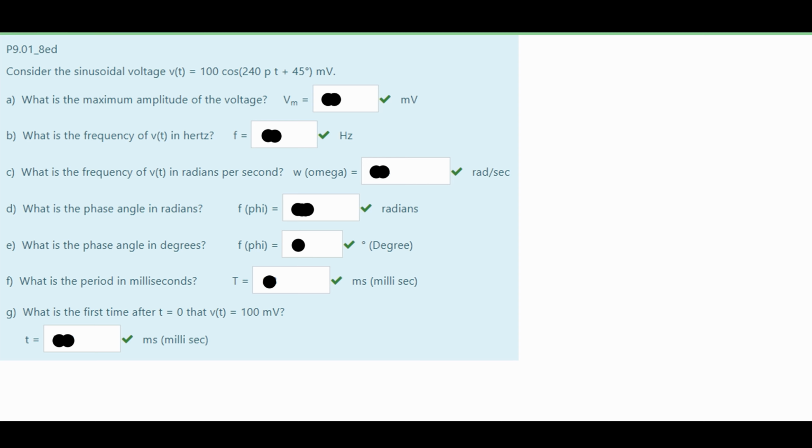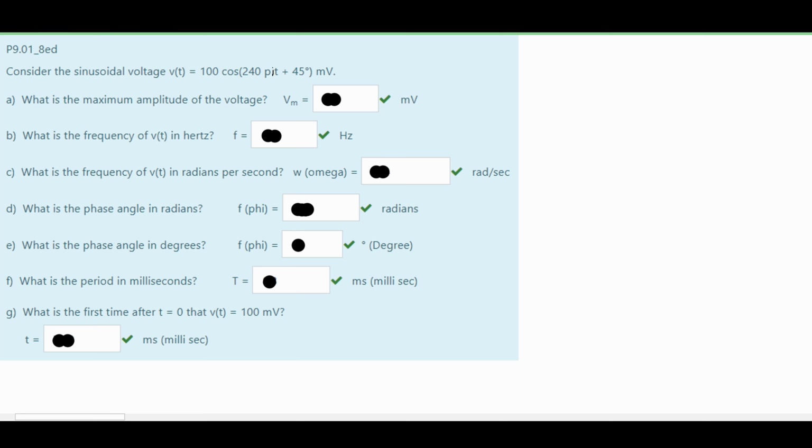In this problem, we're asked to consider the sinusoidal voltage v(t) = 100 cos(240πt + 45°), in millivolts. There is an error in the video here: this should be 240 pi, not just p, times t plus 45 degrees. First, we were asked, what is the maximum amplitude of our voltage?